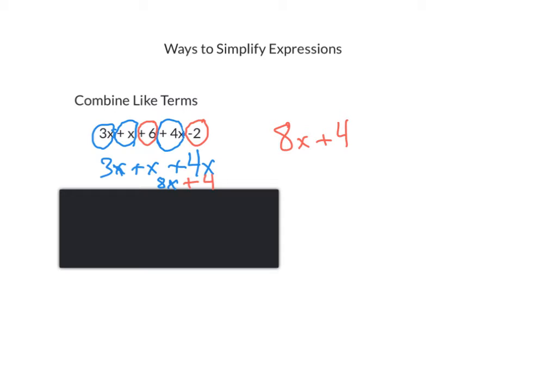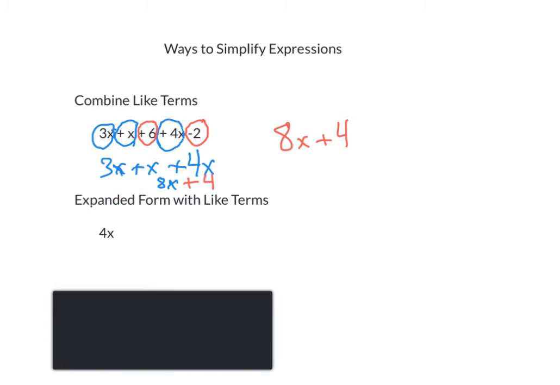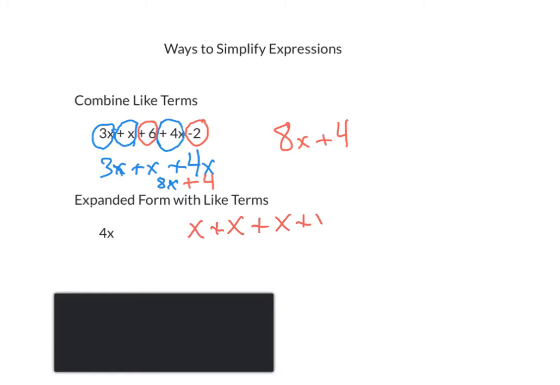I have another example for you underneath this black box. In this example, we have the expression 4x. What is another way that we could write the expression 4x? Well, another way that we could write the expression 4x is if we took each one of those x's and added them together. x plus x plus x plus x would be an equal expression to 4x.